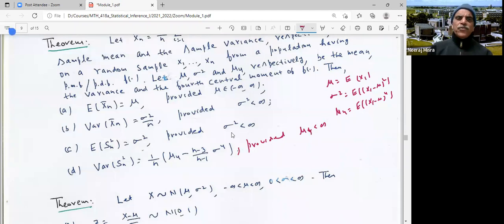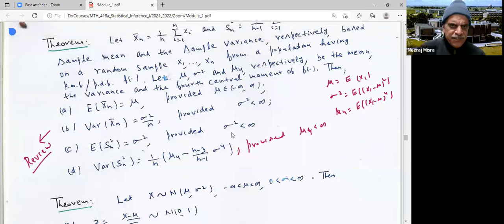One can easily prove this. You might have already seen the proofs of this at your bachelor's level or even in one of your earlier courses. So I would say that you review this and try to derive it on your own. The proof is straightforward.